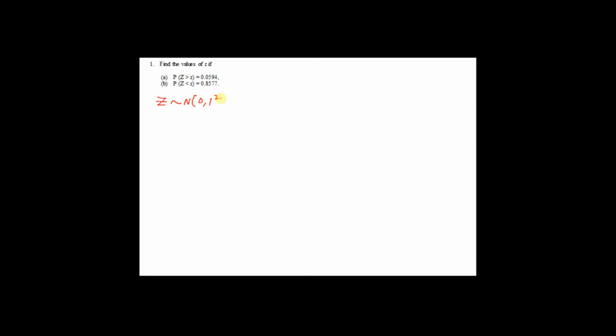and standard deviation 1. So always remember, if you want to represent a normal distribution, you have to write it like that, normally distributed, then you put the mean, and then you put your standard deviation squared. So this is a standard normal distribution. This distribution will look like this. The standard normal distribution is symmetrical about the mean. In this case, your mean is 0. And remember, the total probability equals 1.